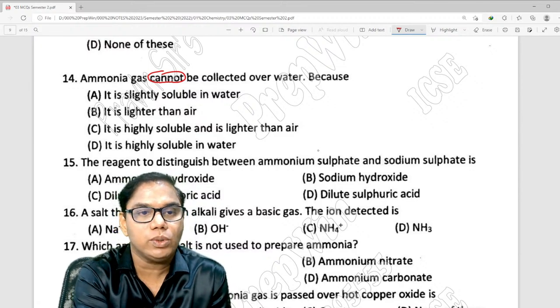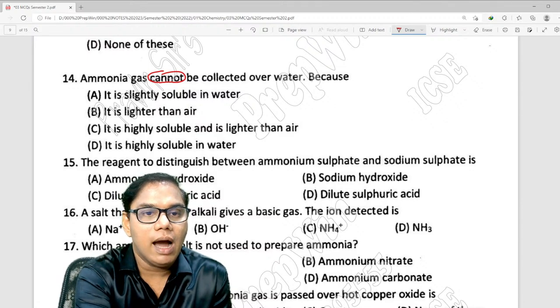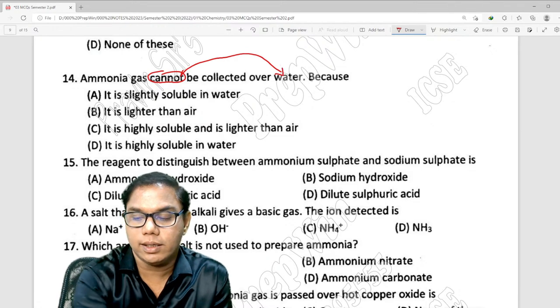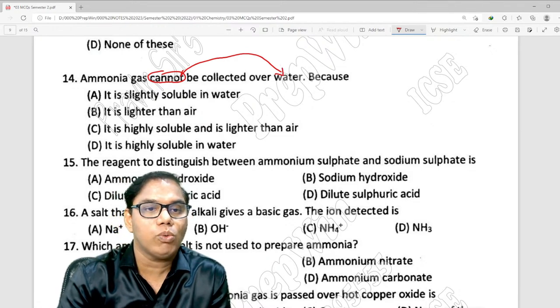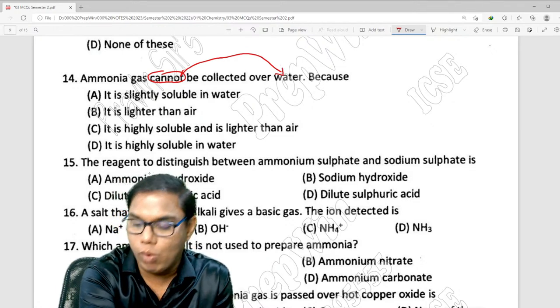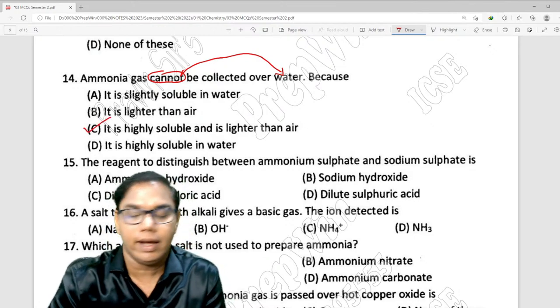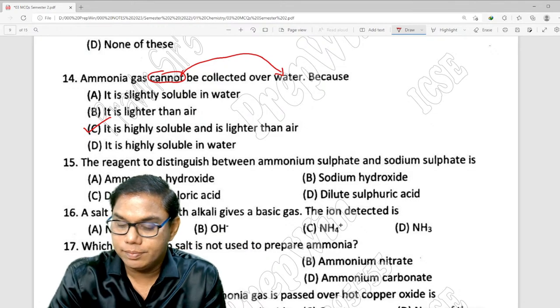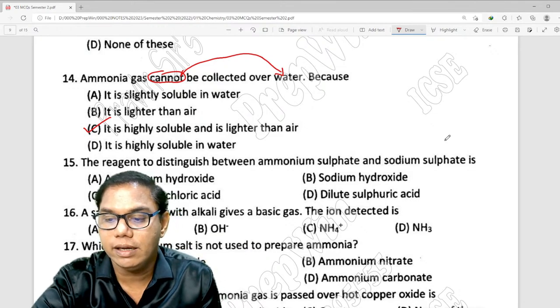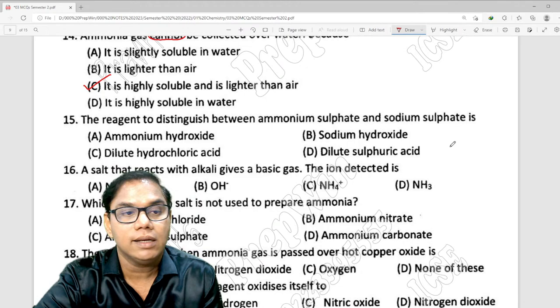We want the best suited answer. The answer should be with reference to water. Because it is highly soluble in water and lighter than air. Right, correct answer is C. The 14th correct answer is C.